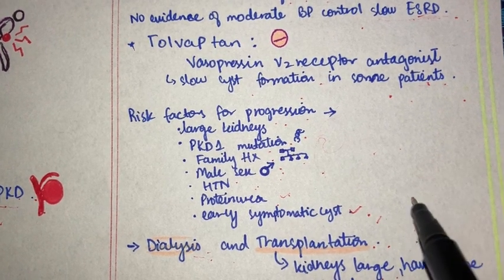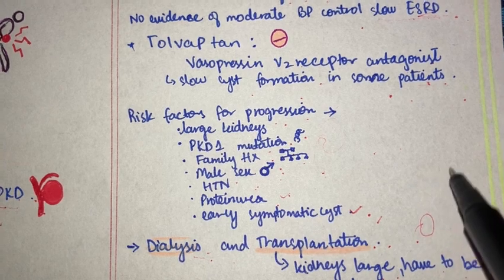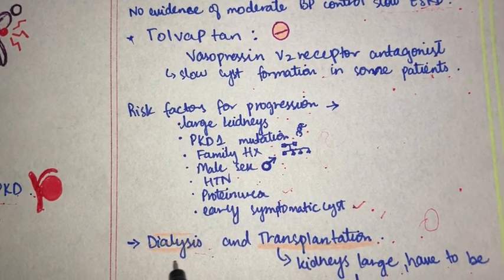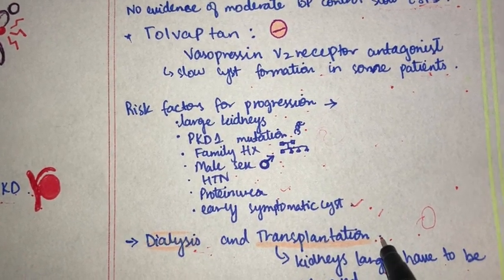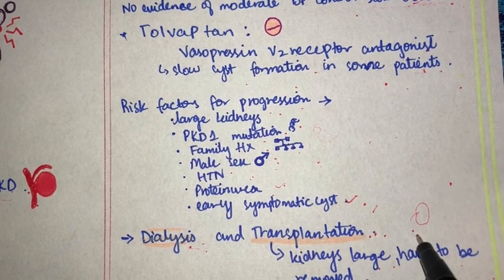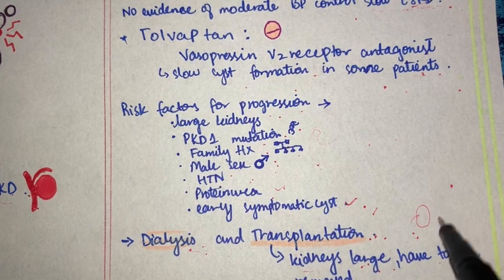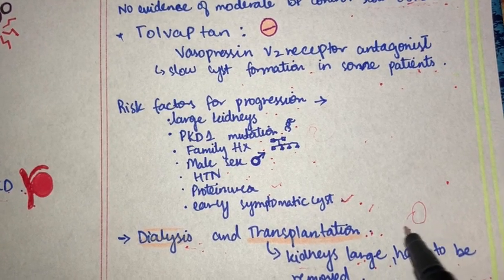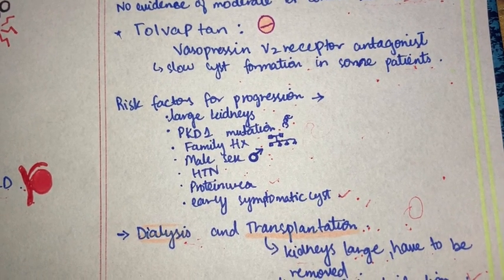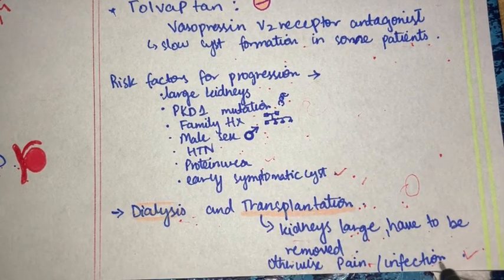Then if end-stage renal disease has developed in patients, we manage it with dialysis and transplantation. While doing transplantation, we have to remove the kidneys that are already enlarged because they are the source of pain or infection in the patients.